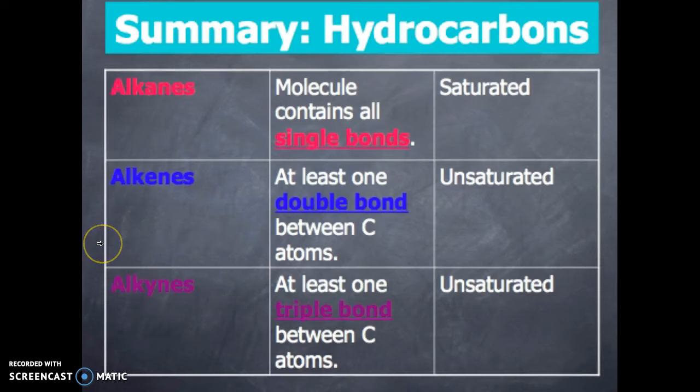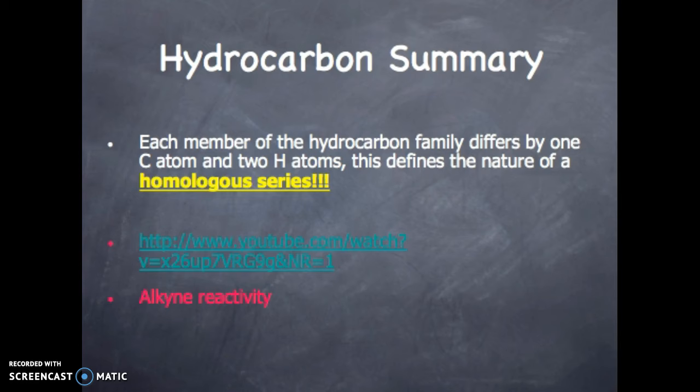So in summary, alkanes have single bonds and are saturated. Alkenes have double bonds and are unsaturated. Alkynes have triple bonds and are also unsaturated. And we'll stop there.